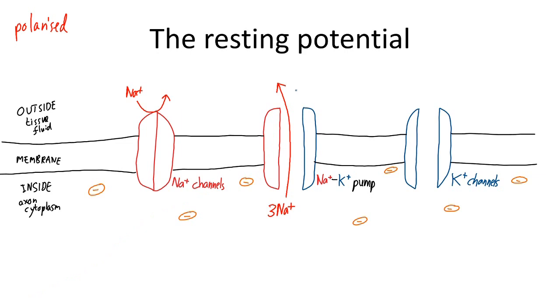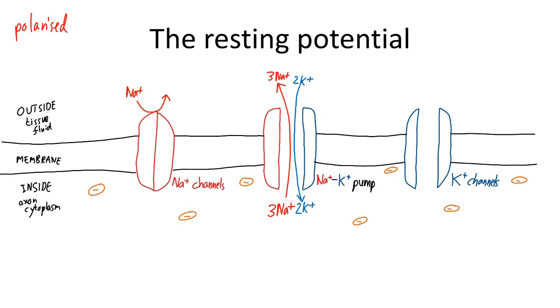At the same time, it takes 2 potassium ions and brings them into the axon. Okay, so by taking in 2 potassium ions, which are positively charged, but removing 3 sodium ions, which are also positively charged, there is a net loss of positive charge from the inside of the axon, from the cytoplasm of the axon. So that is going to reduce the membrane potential. It's going to make it more negative.